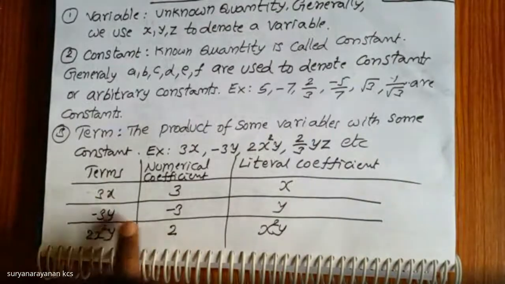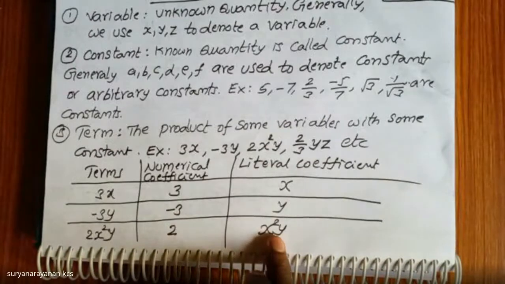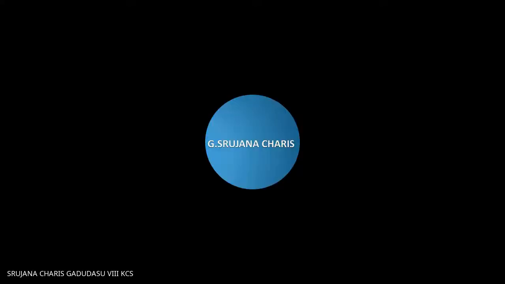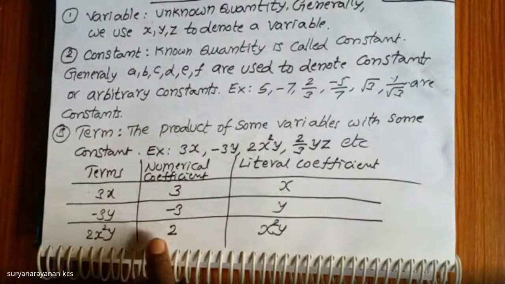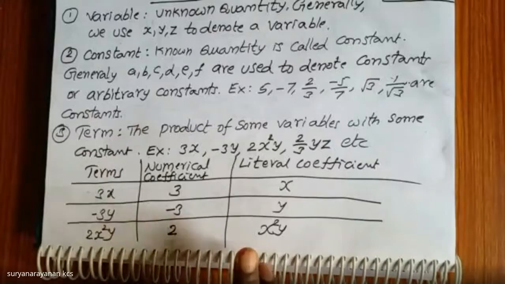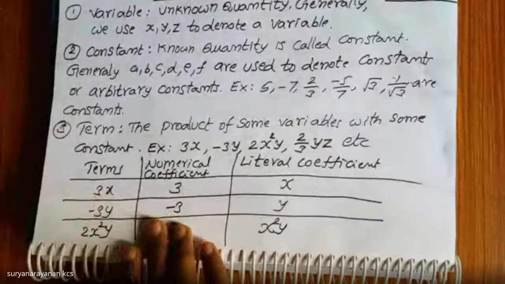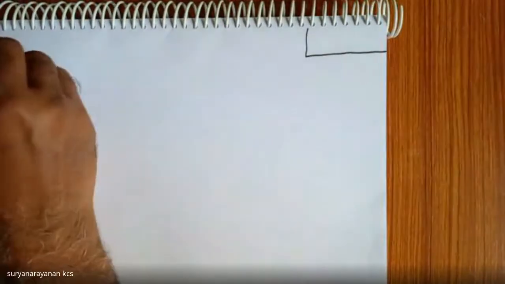Understood, my dear children, how to identify the numerical coefficient and literal coefficient in a term? Yes, sir. Can you identify, if some terms are given, what the numerical coefficients and the literal coefficients are? Yes, sir. So that's all. Okay. Now, the name of the terms. I will tell you how you give the name of a term.